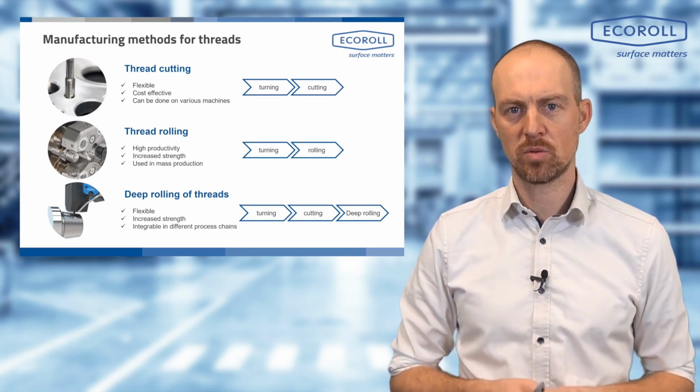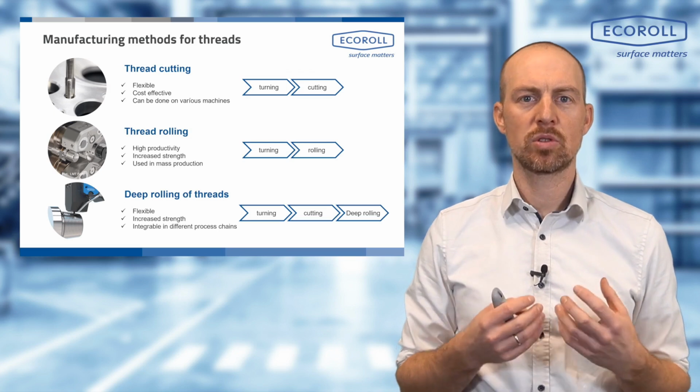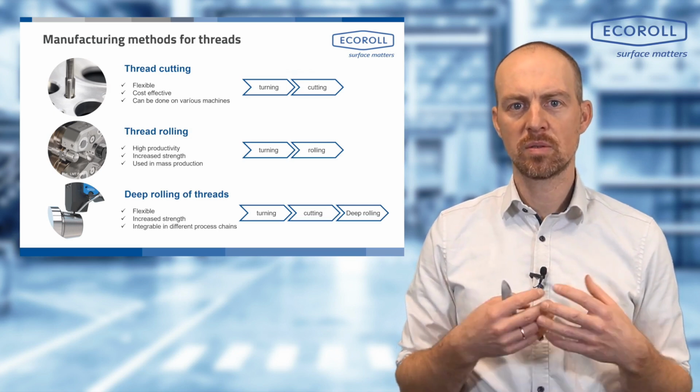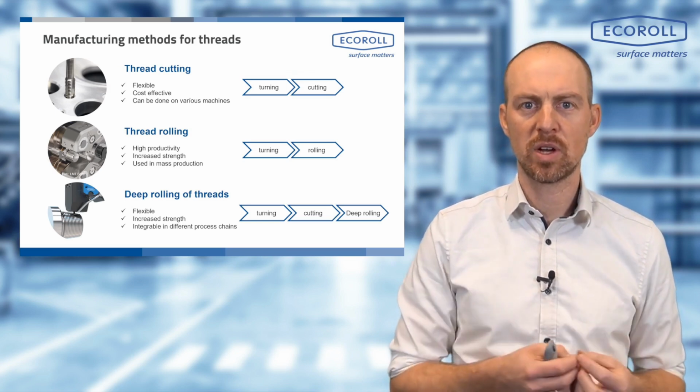In thread rolling, we are in the area of mass production. Here, the threads are produced through a forming process. Produced by rolling, this means the material is deformed in such a way that the thread shape is formed at the end. This process is highly efficient, very precise, and particularly well suited for mass production.